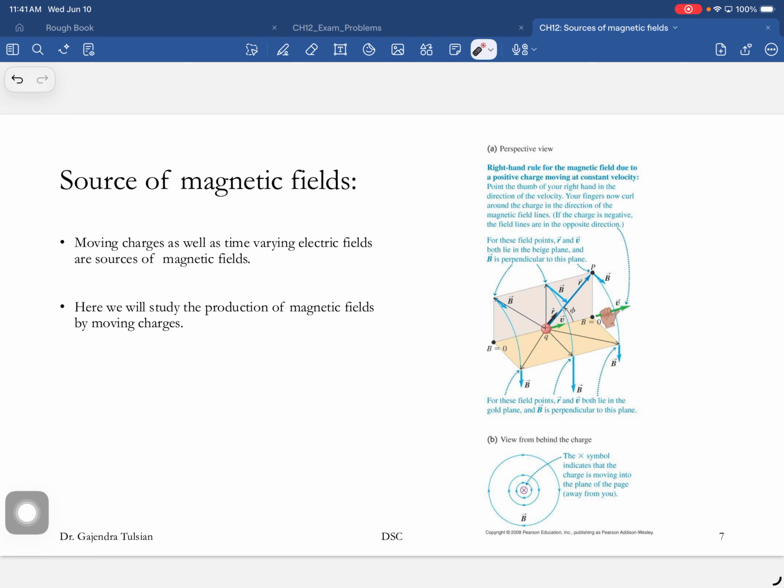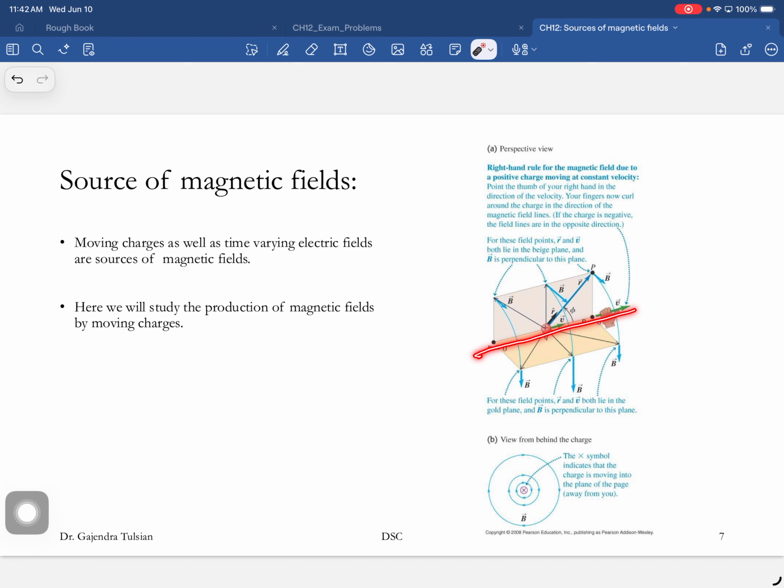And the rule is the following. You stick your thumb out in the direction of the motion, and it'll be a positive charge. And everything we say, if it's a negative charge, you just flip it. And your fingers point in the direction of the magnetic field. So the charge is moving along the axis of a cylinder, and the magnetic fields are tangential to the cylinder. The further out you are, the weaker the field will get. We'll give you an expression for the field produced by this charge, but that is sort of an effective expression.